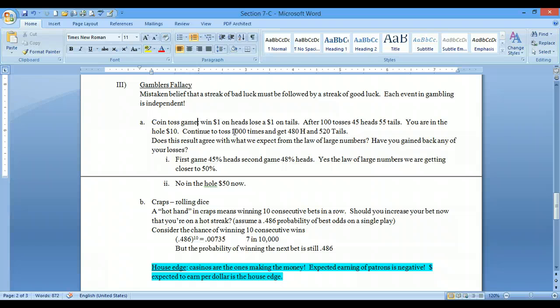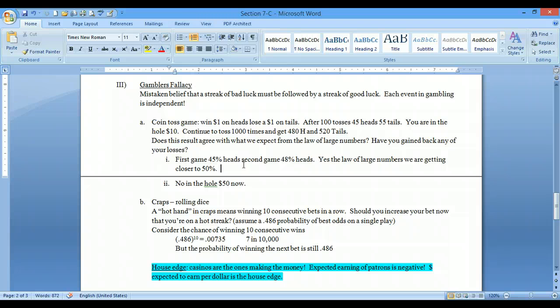Is this kind of going in agreement with the law of large numbers? And do we get any money back? So the first thing we talk about in the first game, you have 45 heads out of 100, which is 45% heads. It is close to 50%, so we're not going to assume that the coin isn't fair. And then in the second game, we have 480 heads out of 1,000, which gives us 48% heads, which means I am really getting closer to the theoretical. I'm getting closer to that 50%. It's going from 45%, and I do a bunch more, and I get up to 48%.